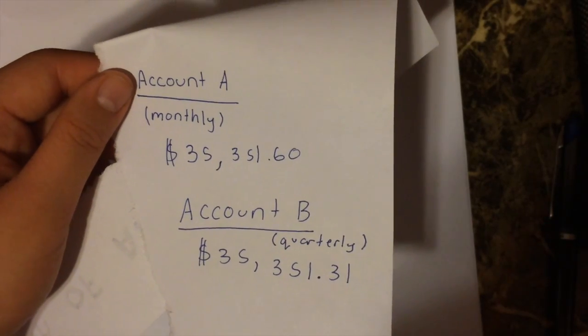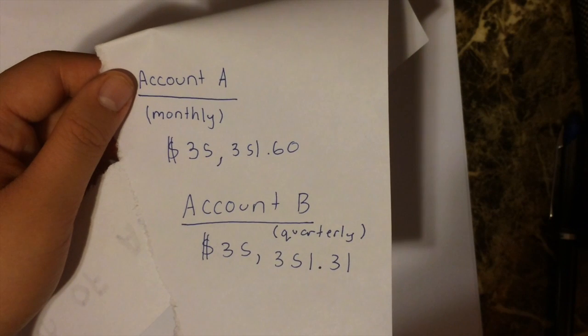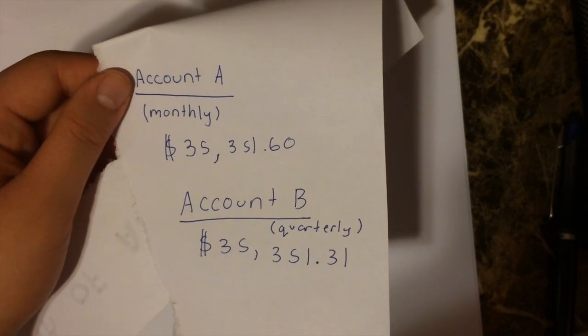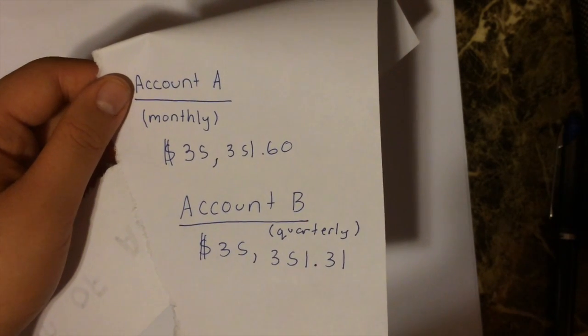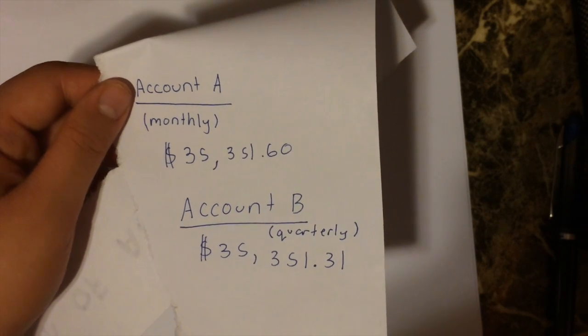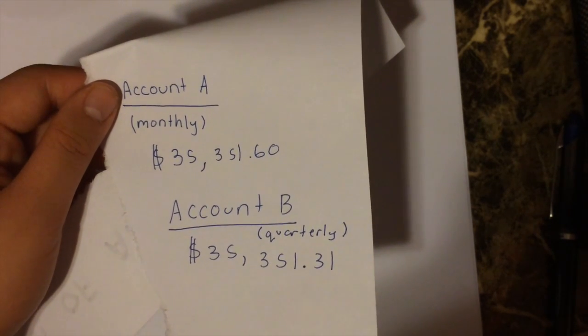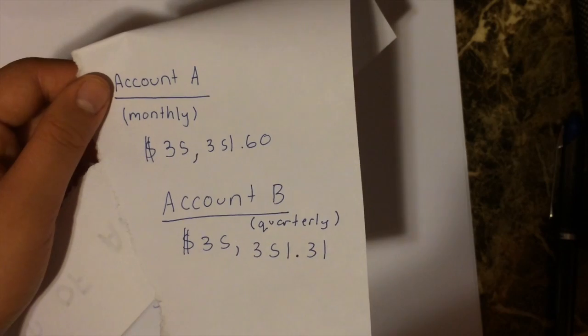So to sum it up, account A, if you put $35,000 for P, would have $35,351.60 in it for a monthly interest. Account B, which has a quarterly interest, would have $35,351.31. And that's how much you save by only 1 year if you had $35,000 in your pocket. Good tip for the future, right? Hey, how about more years, like 10 years or 20 years?